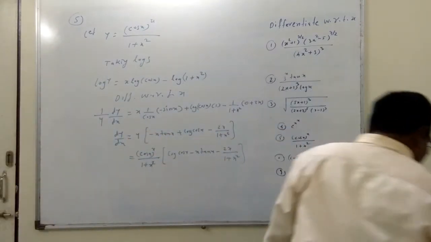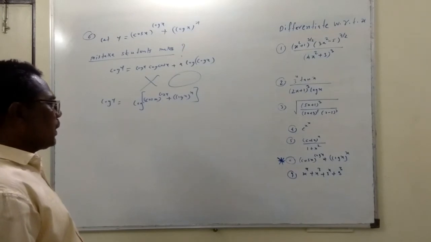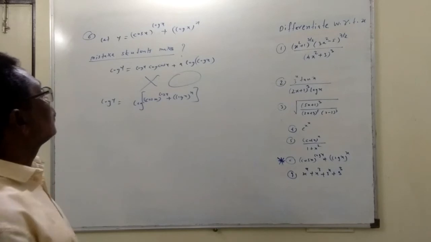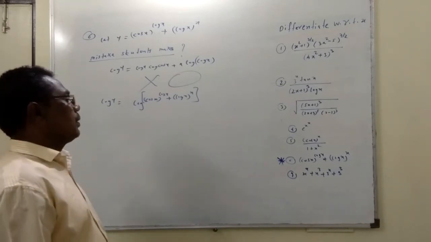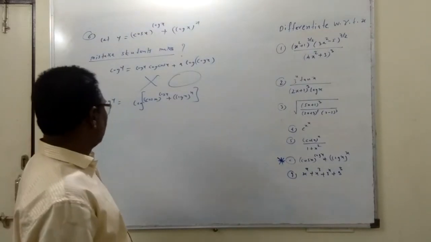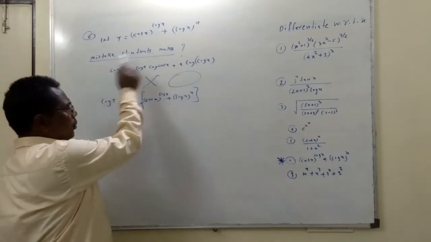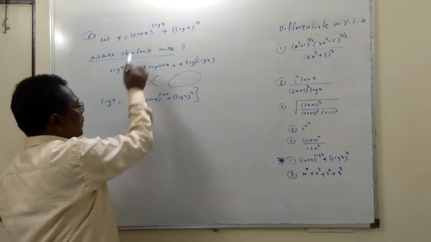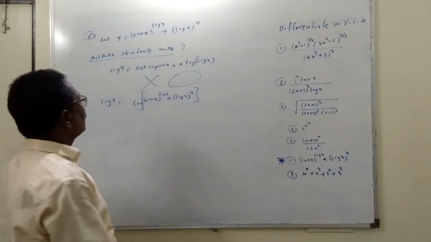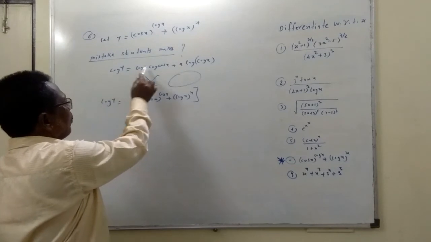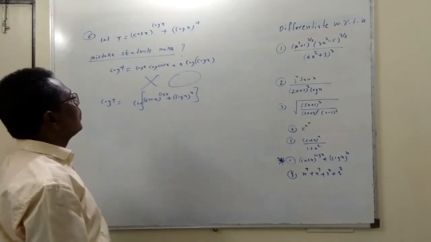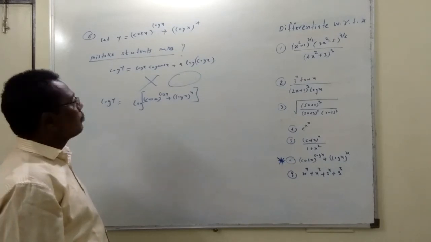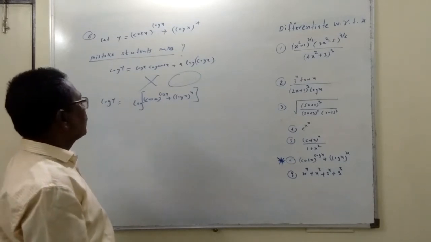Observe it. Take the sixth example, y is equal to cos x raised to log x plus log x raised to x. Now here, in this example, mostly students make mistakes. The mistake is, while taking the log, they observe that this is a function raised to a function, and they take the log like this: log y is equal to log x, log of cos x plus x, log of log x. But this is completely wrong. That is, the rule of logarithm is not followed.